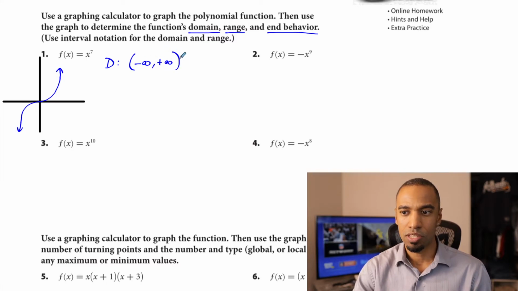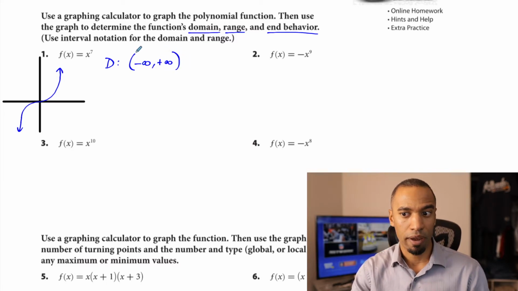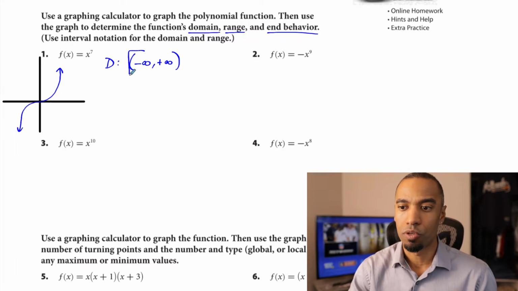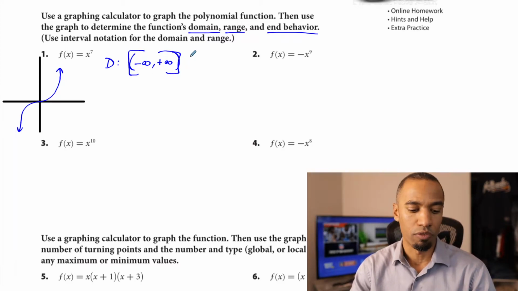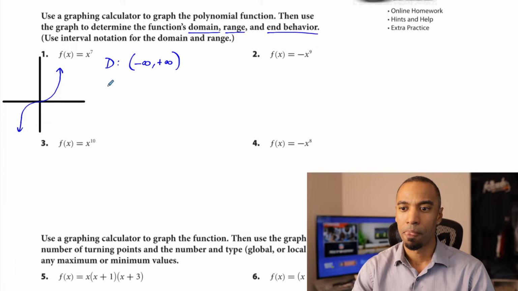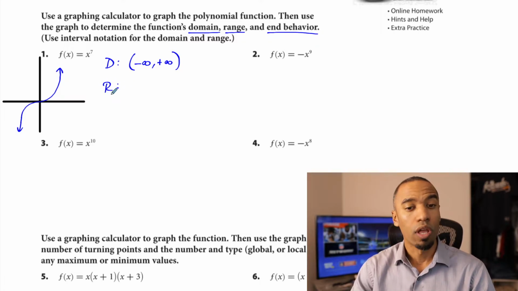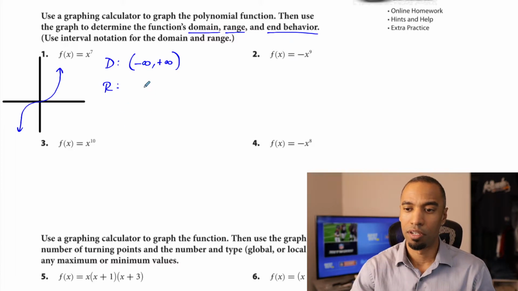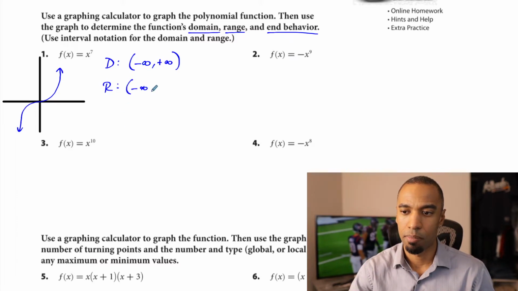These parentheses are not stating this as an ordered pair. They're saying it never touches negative infinity and it never touches positive infinity because they never could. They're not numbers. We would use square brackets if it did include values, and we're not including the infinities. The range: how low does it go? How high does it go? It goes down forever. It goes up forever. This goes from negative infinity to positive infinity.